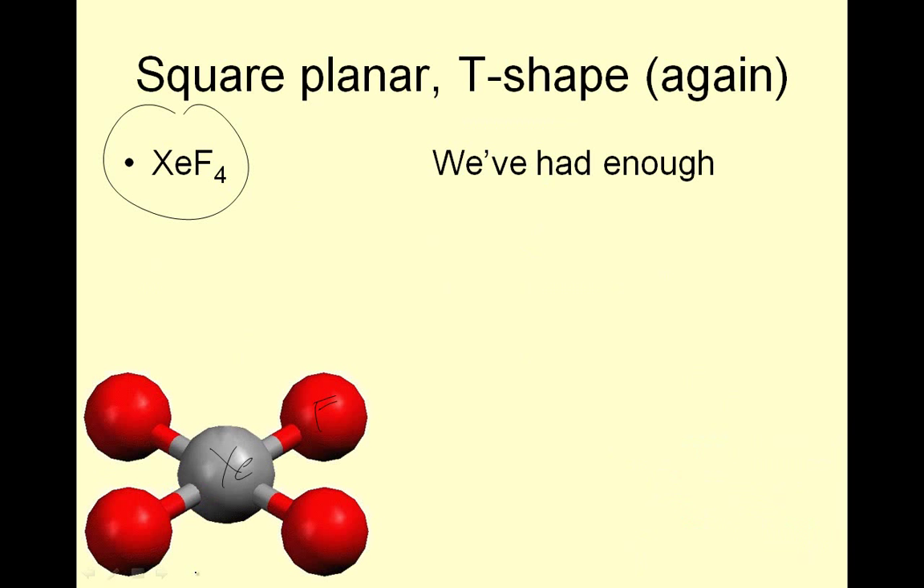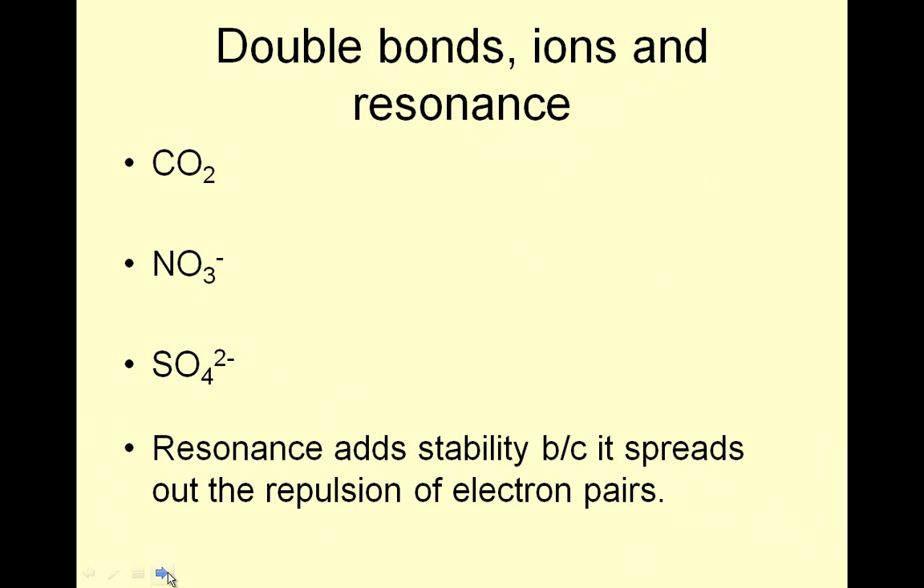This would be Xe. This would be F. This would be F. This would be F. This would be F. And then like that would be 4. And we'll do those in class. Double bonds, ions, and resonance.